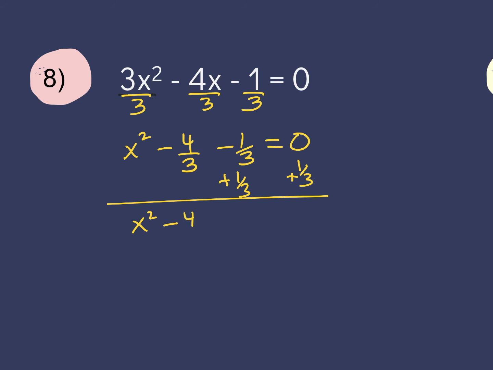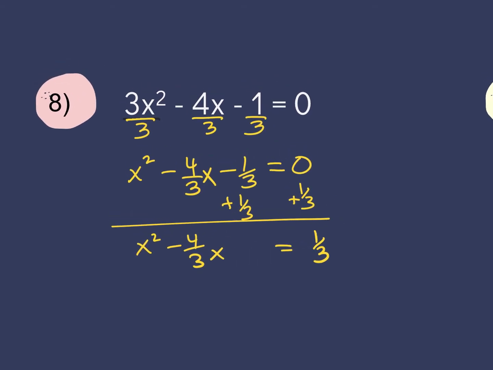X squared minus, and this has an x here, sorry, 4/3 x, blank space, and now the 1/3 is on the other side. Next step, take the b term, divide it by 2, which is multiply by 1/2. So negative 4/3 times 1/2. Again, simplify here. And then this becomes negative 2/3. This is what I'm squaring. And it becomes 4/9. So I'm going to add this to the right, this to the left.